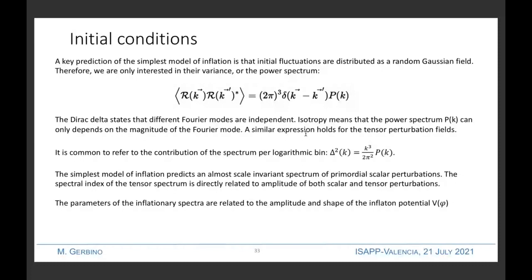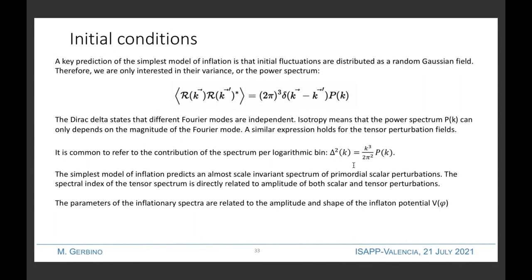It is common to refer not to the power spectrum itself, P of k, but to the contribution of the power spectrum per logarithmic bin. So this will be represented by the power spectrum multiplied by the wave number to the 3. And so the usual reference is to this dimensionless power spectrum, which represents the contribution of not only the inflationary power spectra, but of any power spectrum to a logarithmic bin in k.